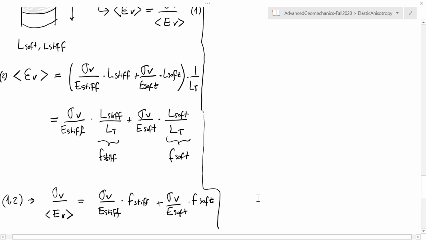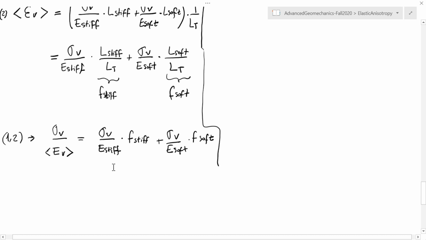And notice that sigma v is everywhere, so I can get rid of sigma v, and at the end of the day what I'm going to find is the equation for the effective vertical Young modulus, which is what I'm writing right now, and it's a function, notice, of the Young moduli and the volume fractions of each rock.